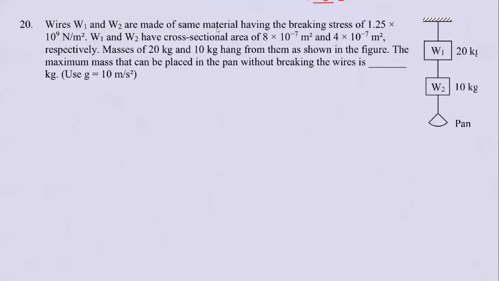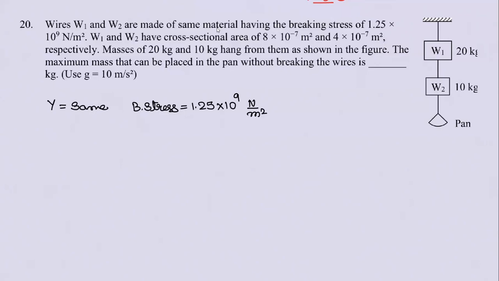Question number 20. I think you can understand this logic that the string here has to take the load of these 3. The string here has to take the load of these 2. The pan has to take only this load. That's a key idea. Mechanics. W1 and W2 are made up of the same material, so Young's modulus is the same. Breaking stress is equal to 1.25 into 10 power 9 Newton per meter square.